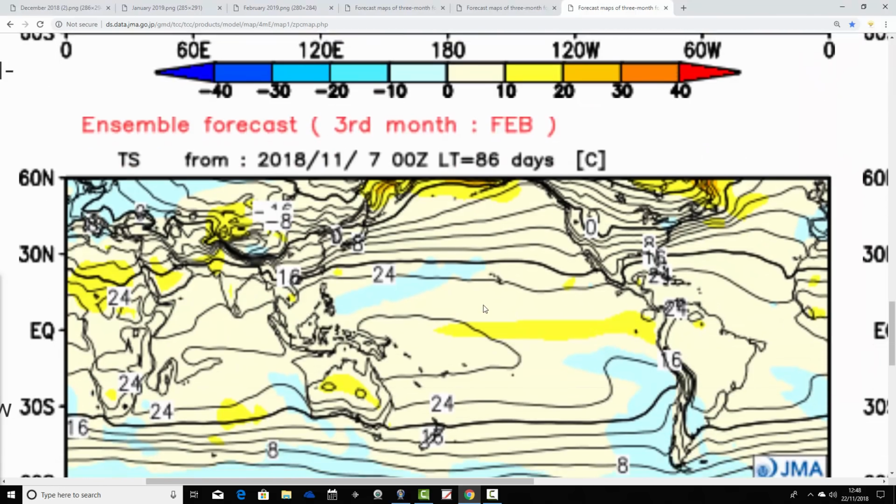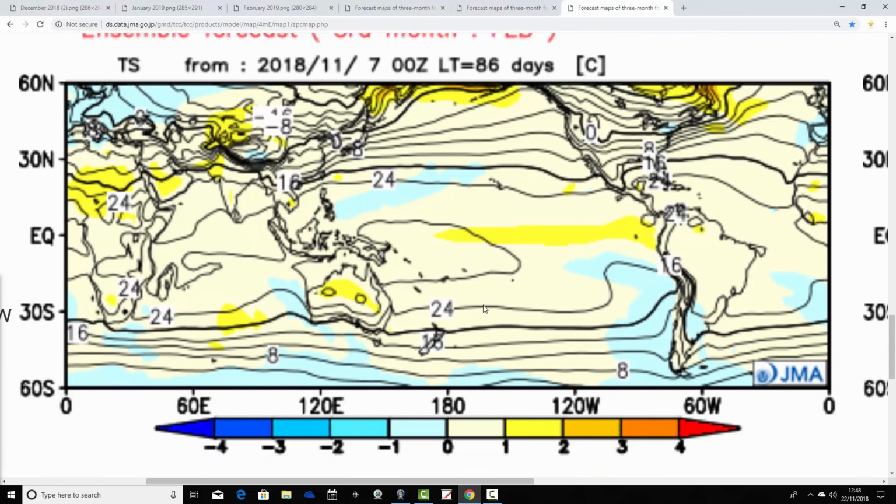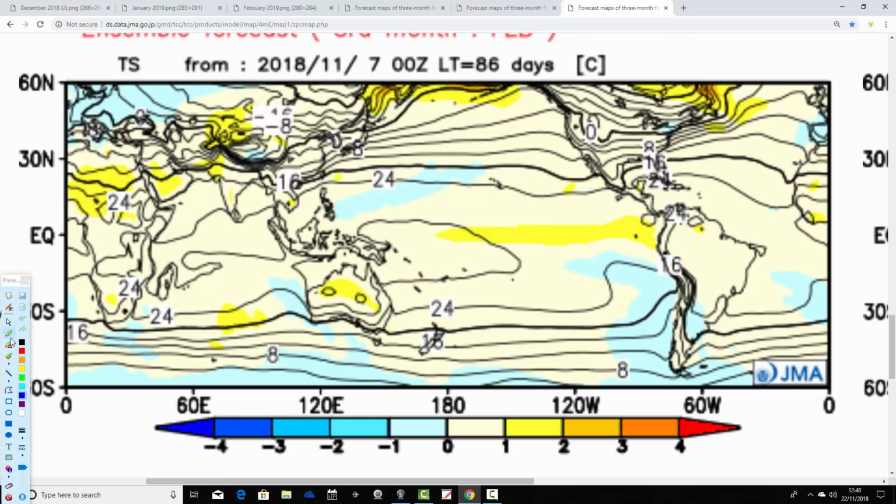So let's have a look at that temperature anomaly. And look at this. Still basically going for a rather milder than average month, which is absolutely ridiculous. There's absolutely no chance, based on that 500 millibar height anomaly, there's absolutely no chance we will come out with above average temperature anomalies in February. So the model is being completely ridiculous here with what it's going for.